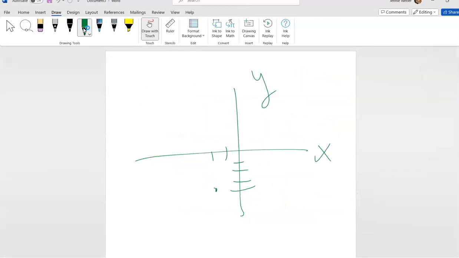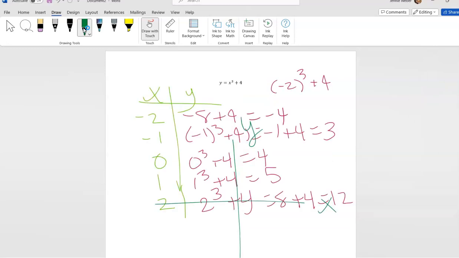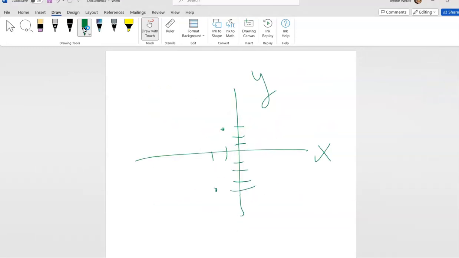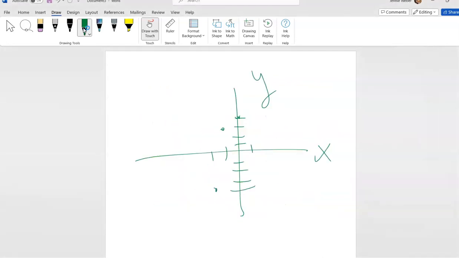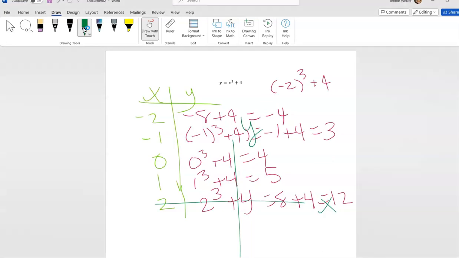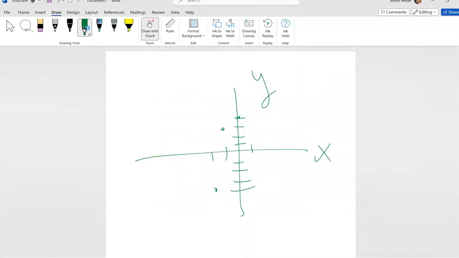-1, 3. So, -1, now I'm up 3. 1, 2, 3. 0, 4. Okay, so I'm right there. Then I'm at 1, 5. Yeah, 3, 4, 5. Right there. And then I'm at 2, 12. So that's 1, 2, 3, 4, 5, 6, 7, 8, 9, 10, 11, 12.